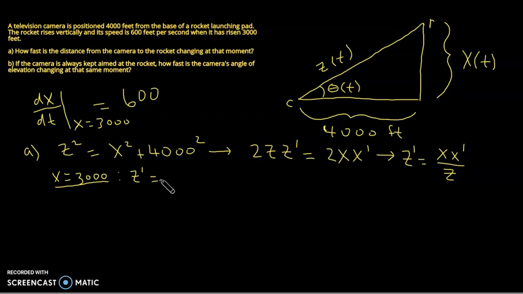So z prime is equal to, x is 3000, so we have our 3000. Now remember, this is what's happening at the time when the rocket is 3,000 feet high. So yeah, the x is 3,000, but the x prime is 600 feet per second. Then we need to divide by the z, but remember, this is happening when x is 3,000. So if we come up here to our triangle, we've got 3,000 here, 4,000 here, so we've got a 3, 4, 5 right triangle. That means z is 5,000.